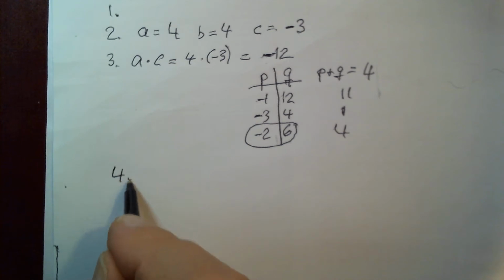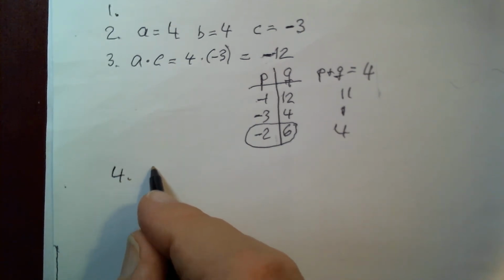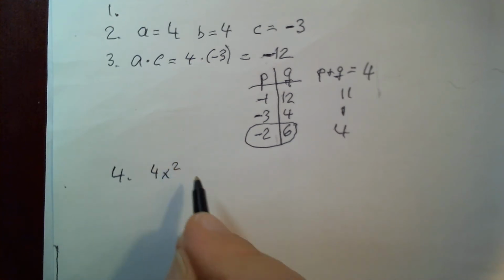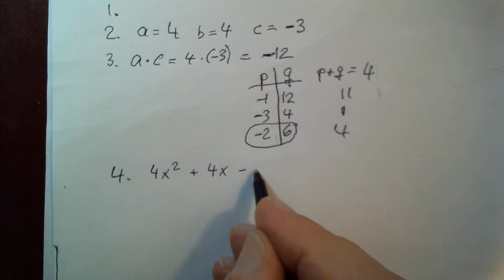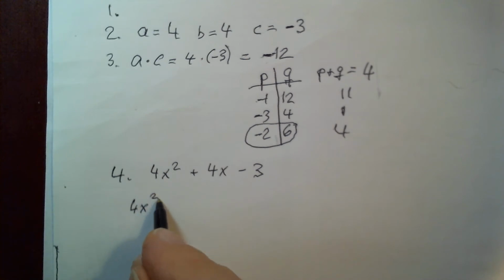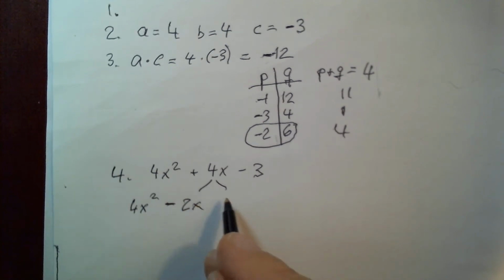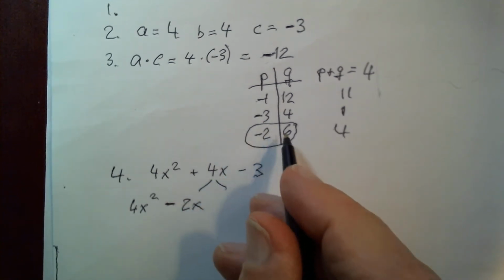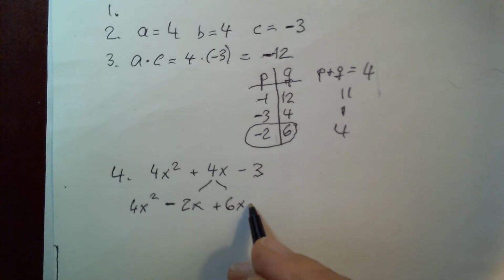What that means is this. I'm going to rewrite the polynomial that we are factoring, 4x squared plus 4x minus 3. So 4x squared remains the same, of course. But now we are splitting the middle term, and we're going to write it as minus 2x, remember, using P and Q as coefficients now, plus 6x minus 3.